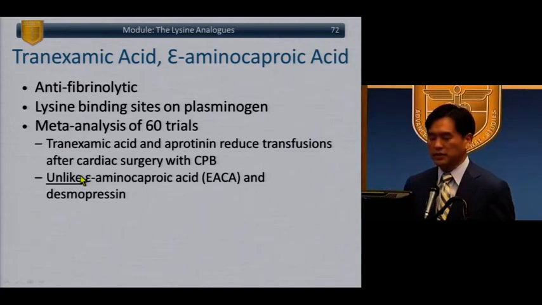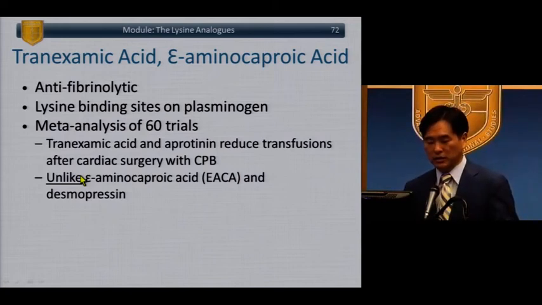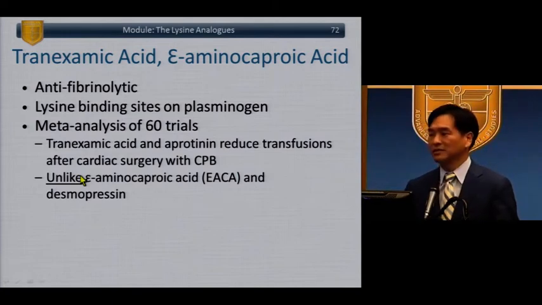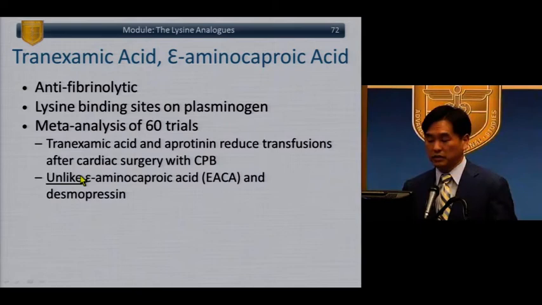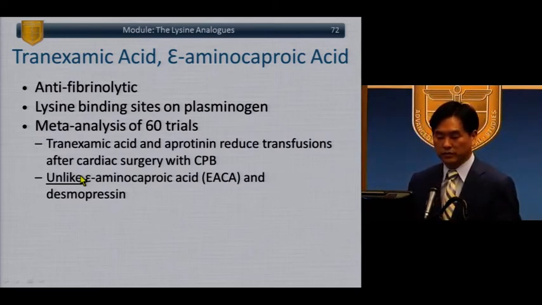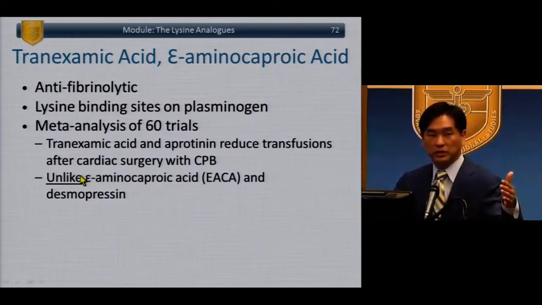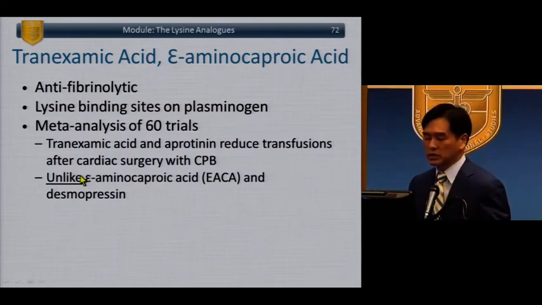Now, tranexamic acid and aminocaproic acid are antifibrinolytics, okay? And in a meta-analysis, now remember, there's a lot of people who say a meta-analysis is not an analysis, tranexamic acid and aprotinin reduce transfusions after cardiac surgery on bypass, unlike Amicar. So Amicar can reduce bleeding depending on what window you're looking at in the perioperative situation, but doesn't necessarily reduce your transfusions. Tranexamic acid and aprotinin reduce bleeding and they reduce transfusions.